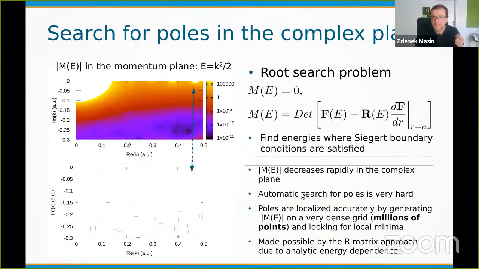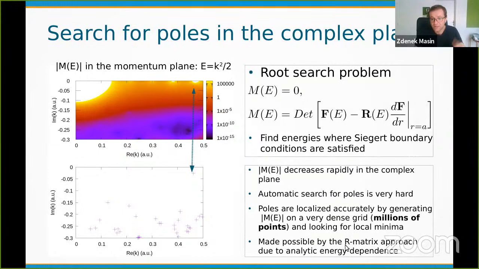This means that any automatic search for poles, which are these dots here, would be very hard. So instead, we use more or less a brute force method. We calculate this function, M of E, on a very fine, dense grid of momenta, and we just identify the poles as the local minima in this function. I would like to reiterate that this is possible because the R matrix has an analytic dependence on energy. That's why these calculations can be done for as many energies as required.